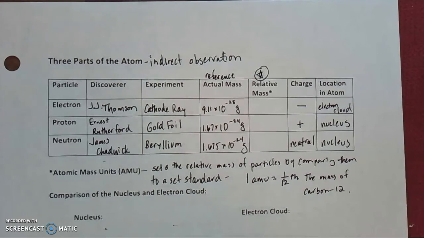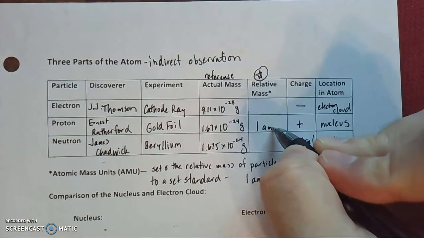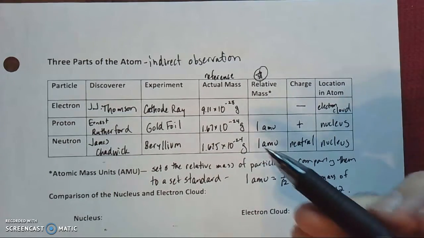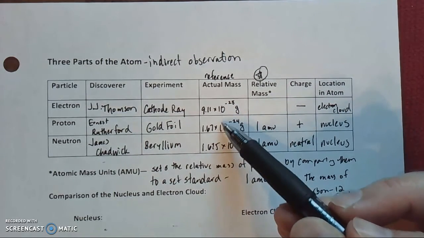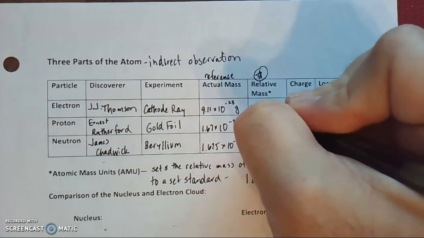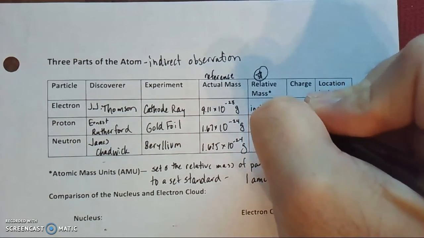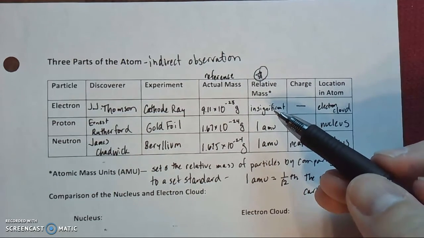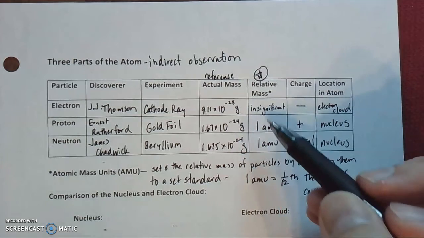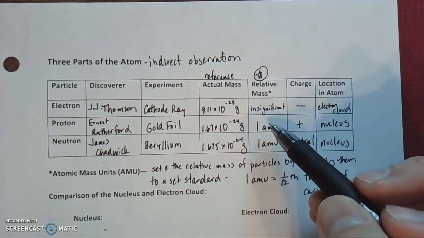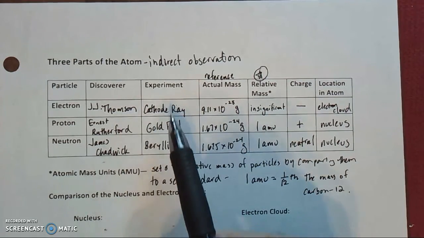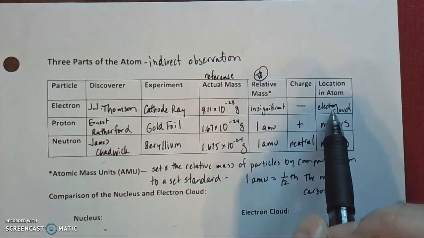And what that does is it sets the proton and neutron at 1 AMU apiece. Because remember that their masses are very close to one another. Now, if we tried to compare an electron to these, we would find that the relative mass is insignificant when compared to a proton or neutron. That's because this one is like 10,000 times smaller in mass than these two. So we say that this one is insignificant when compared. So things that you should know: the experiment and discoverer, relative mass, charge, and where these are located.